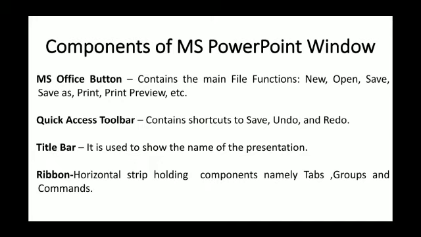Next one is the title bar. It is used to show the name of the presentation. Whichever presentation you are going to create, that name will be displayed on the screen in the title bar. Next one is the ribbon. A horizontal stripe holding components, namely tabs, groups and commands. That is nothing but the ribbon. The tabs are there, groups are there and commands, everything is there in a ribbon. It is a horizontal stripe. It holds all the components.